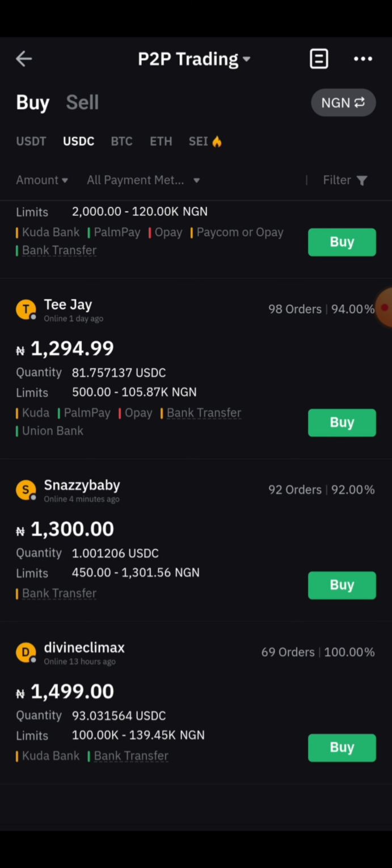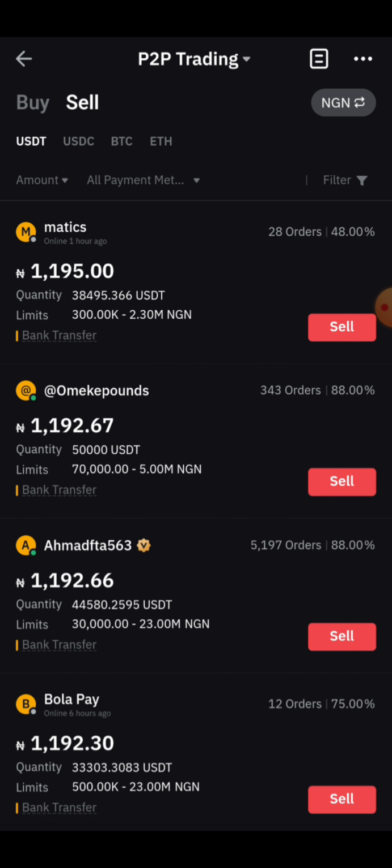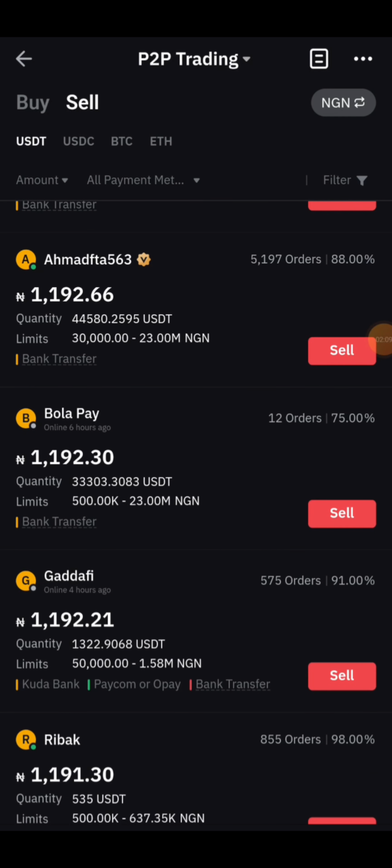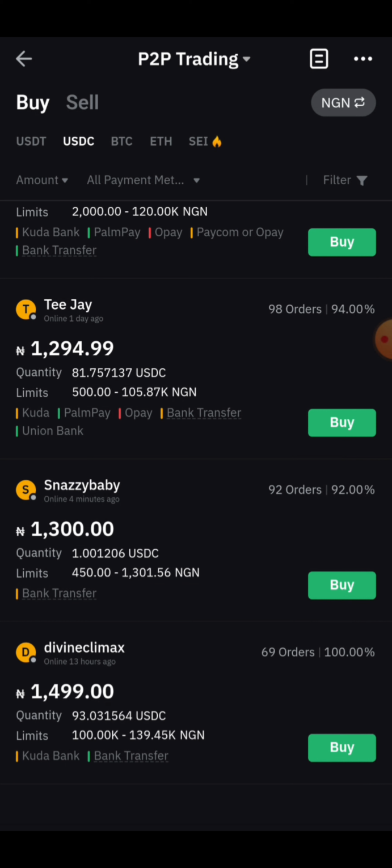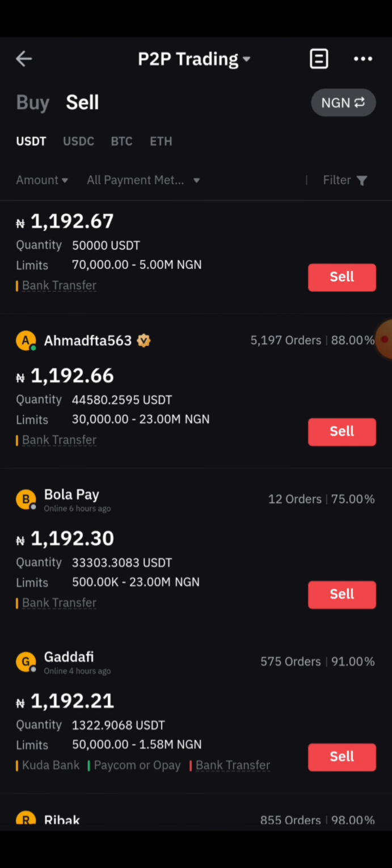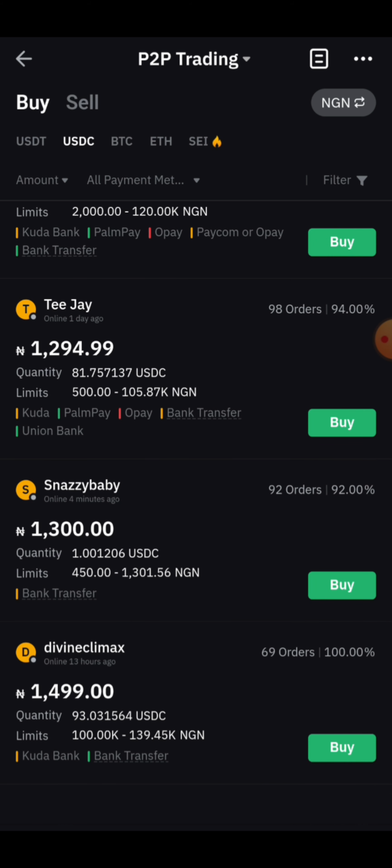It's very simple, right? On this sell section, which is where the merchants are buying, the merchants are buying 1 USDC at 1,192 Nigerian Naira. And if you come to the buy section, they are selling the same USDC for 1,294 Nigerian Naira. Do you understand? Like I said, it's buy low and sell high. So you buy for 1,192 and you sell for 1,294 as a merchant.